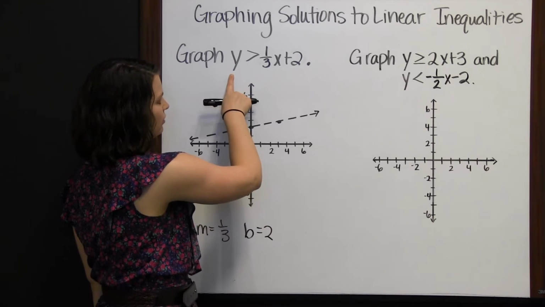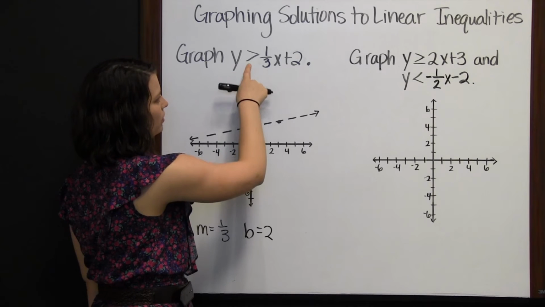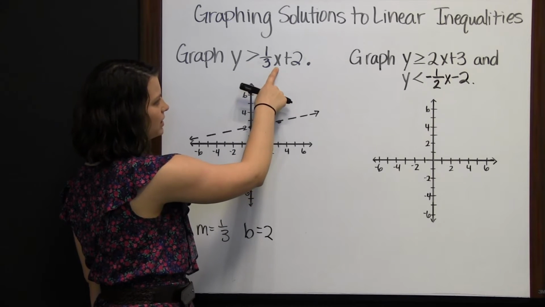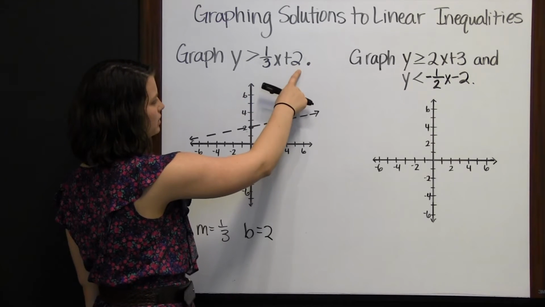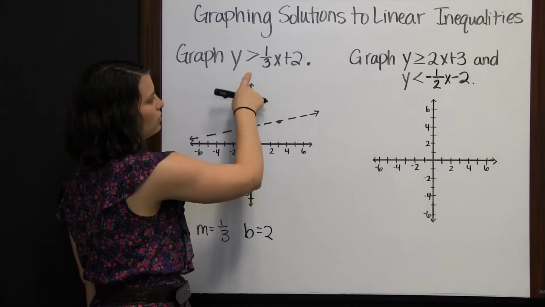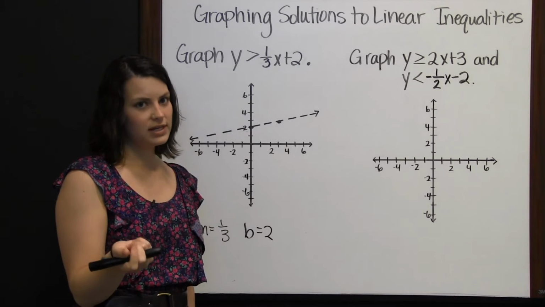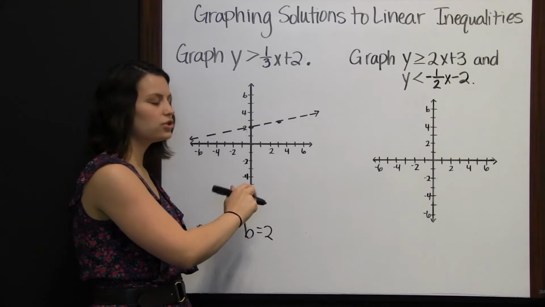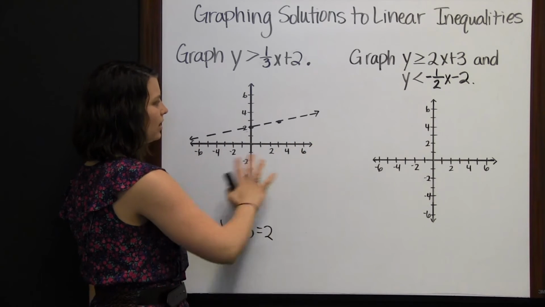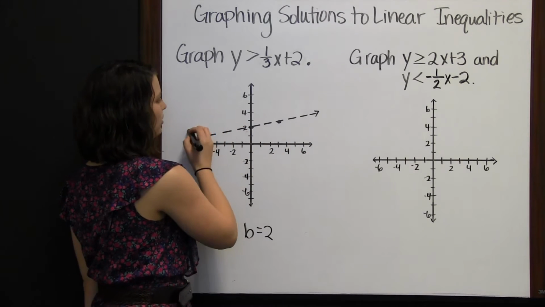So y is 0. Is 0 greater than, and then again we'd plug in 0 for x, 1/3 times 0 is 0, 0 plus 2 is 2. So is 0 greater than 2? No, it isn't. Which means since 0, 0 does not work, it is not a solution, then this is not the side we shade. So we shade the other side.